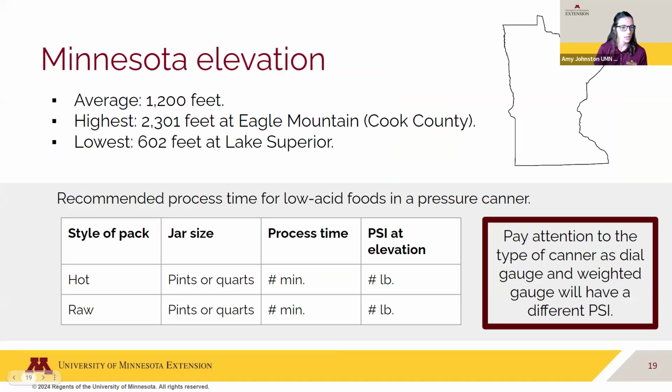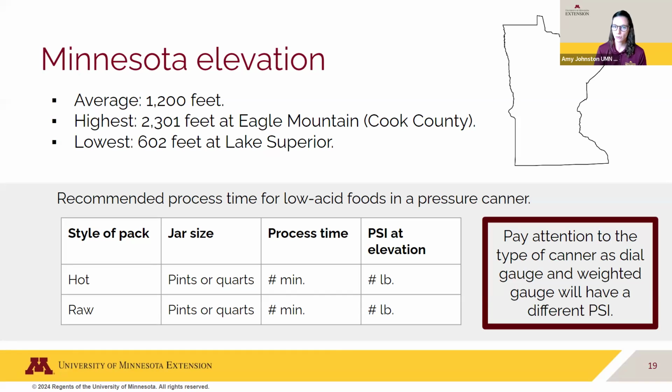So the majority of Minnesota, again, this is a repeat for a lot of you if you've been joining this webinar series, is at an elevation of about 1,200 feet, with some higher elevations in southwest Minnesota, such as Lincoln, Pipestone, Rock, Murray, Nobles, Jackson, and Cottonwood counties. And then our highest and lowest points are up in that Cook County and Lake Superior area.